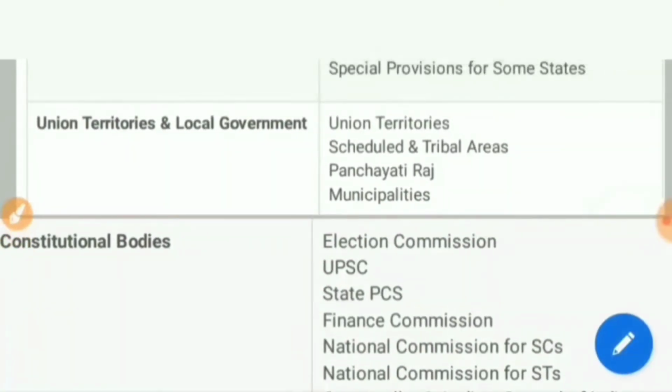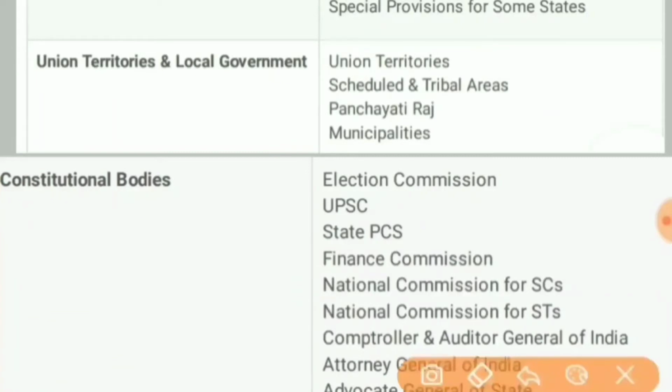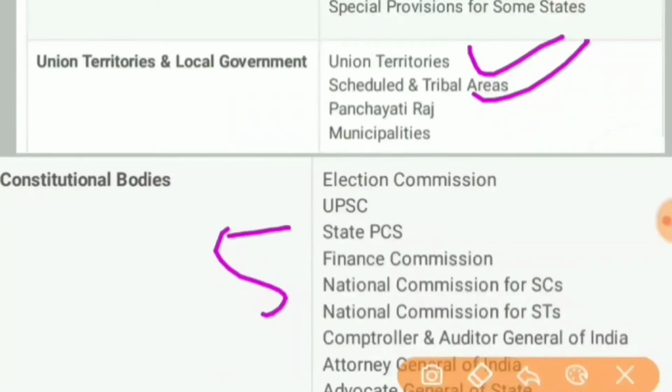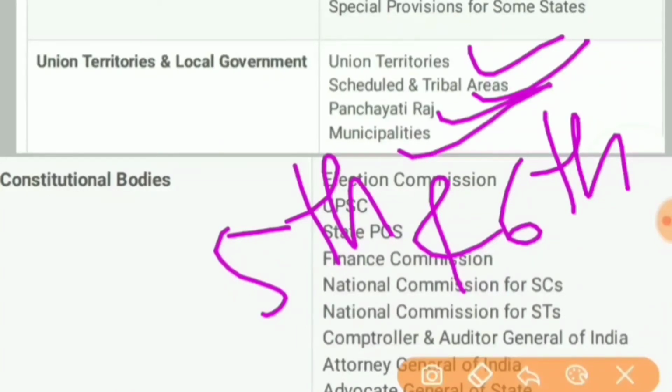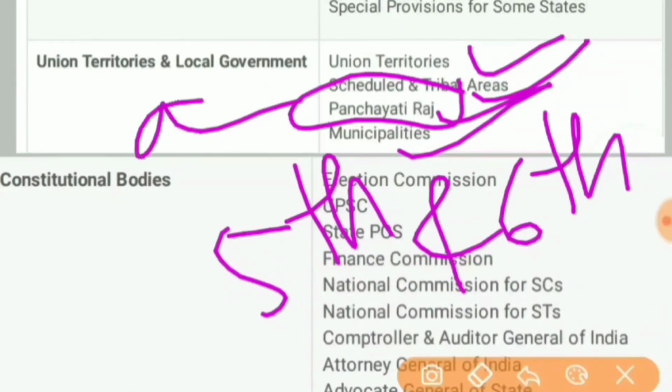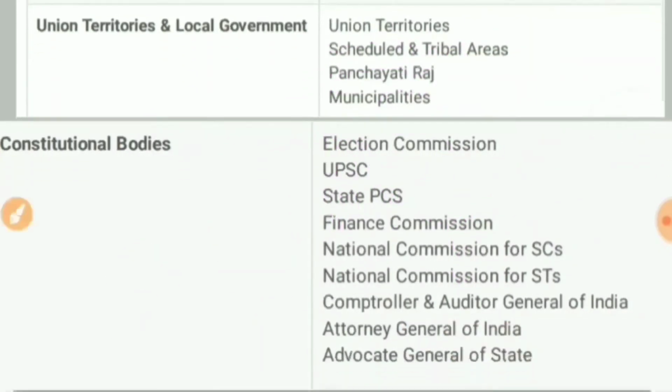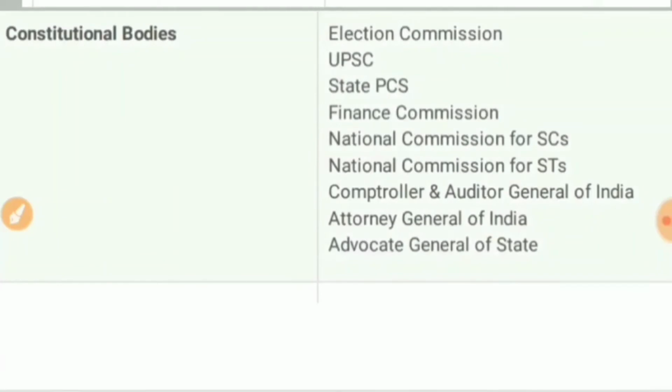Then we have union territories and local governments, that is union territories, and scheduled and tribal areas. We have two schedules regarding scheduled and tribal areas, the 5th and the 6th Schedule. Then we have the Panchayati Raj system and municipalities. The Panchayati Raj system is for rural India and municipalities are for the urban system. Then we have constitutional bodies.